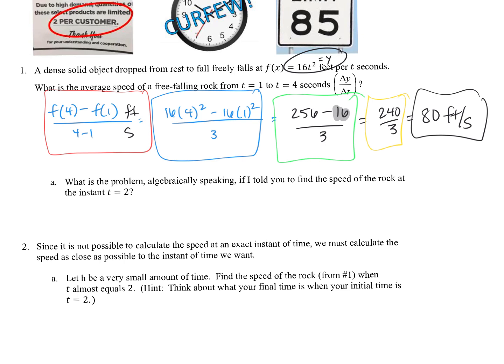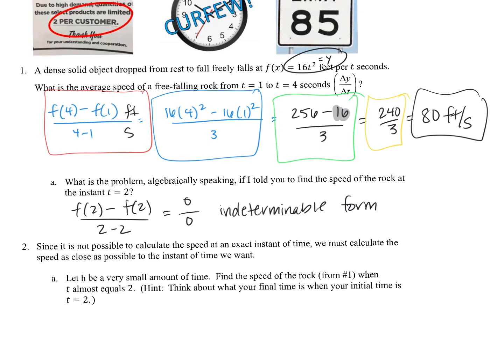Capiche? Okay. What if I said, hey, if I told you to find the speed of the rock at the moment t was 2? I want to know the speed right at t is 2. If I had t is 2 here, and I used the same type of formula, and they just want to know the speed when t is 2. Wouldn't that be f of 2 minus f of 2 all over 2 minus 2? Like my time is 2. What am I going to get there? Yeah, 0 over 0, right? I'm going to plug in the one thing and subtract that same thing. And this is called indeterminate form. We can't get anything from that.